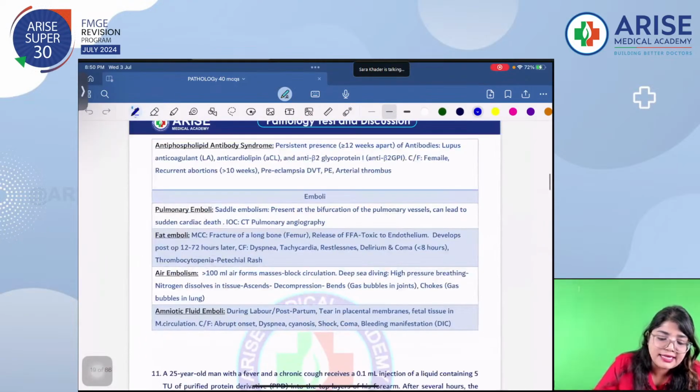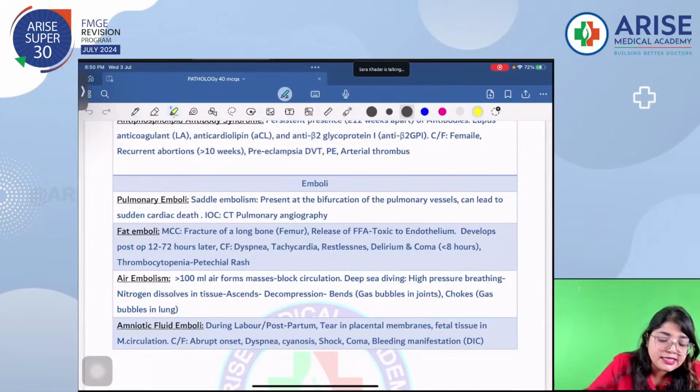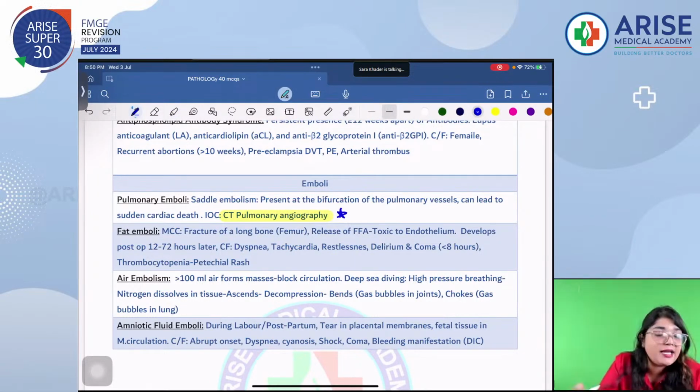Okay, this is your saddle emboli. The investigation of choice has been asked in your exam. Remember, it is CT pulmonary angiography, right? There is an emboli present at the bifurcation of the pulmonary vessels and it can lead to sudden cardiac death.